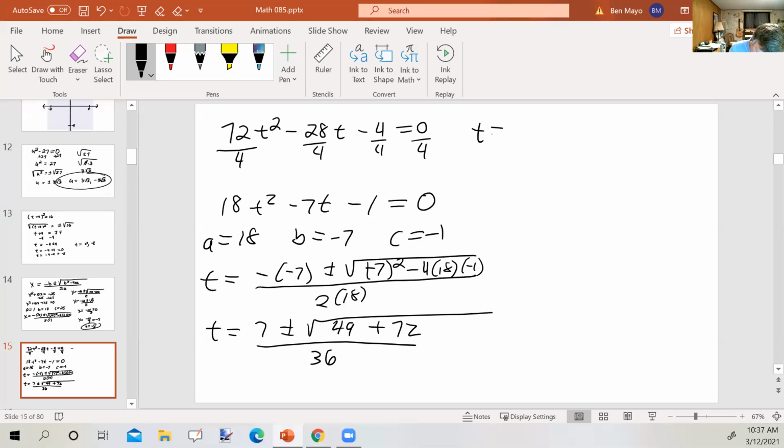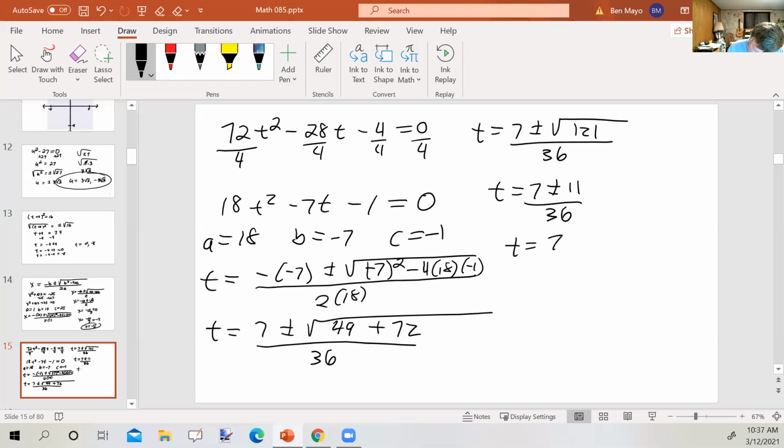Okay. So T equals 7 plus or minus, let's see, we've got 72 plus 49, which is 121, all over 36. But 121 is a perfect square. The square root of 121 is 11. So we get 7 plus or minus 11 over 36.